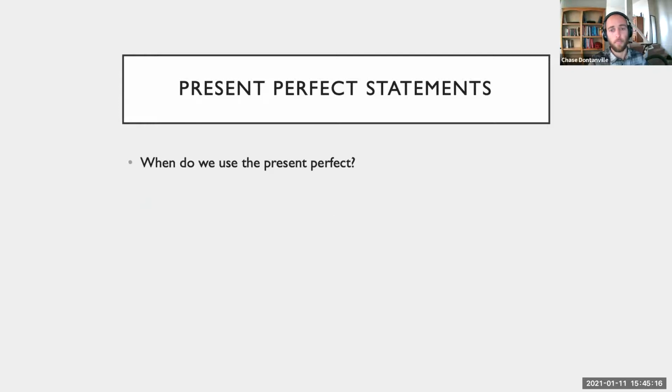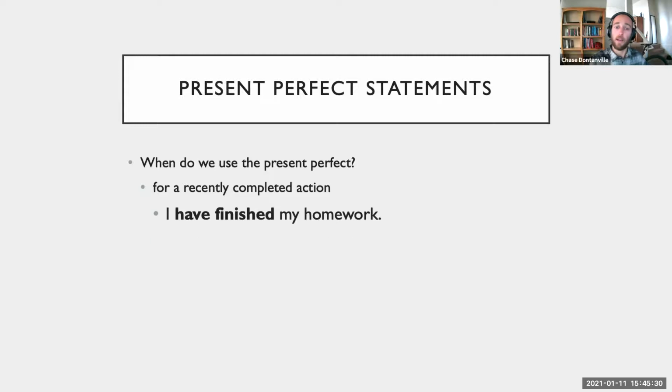So we know how to make the present perfect. When do we use the present perfect? We use it for a recently completed action. For example, I have finished my homework. So maybe 2 minutes ago, boom, boom, boom, I was writing, done. Okay, I have finished my homework. So this is a past action, but it's the recent past. So we often use the present perfect if it's recently finished, okay?